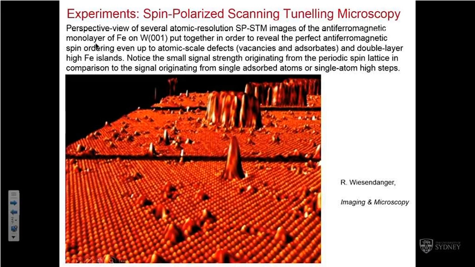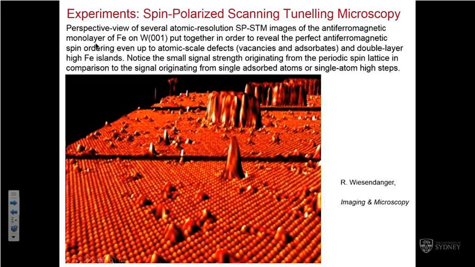So in scanning tunneling microscopy, what you do is you come along with a tip, and in this case you are putting a current from the tip to the sample, and you can measure that current. The current will be different depending on what atoms you are going over, and you will see this kind of, again, corrugations.